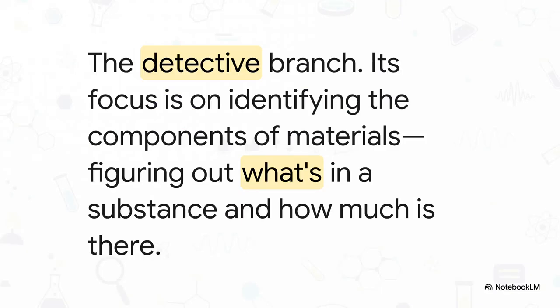Next up, analytical chemistry. I kind of think of this as the detective branch of chemistry. Its whole job is to figure out what something is made of. So if you have an unknown substance, whether you're testing an athlete for performance-enhancing drugs or checking a river for pollutants, an analytical chemist can tell you not just what's in it, but exactly how much.